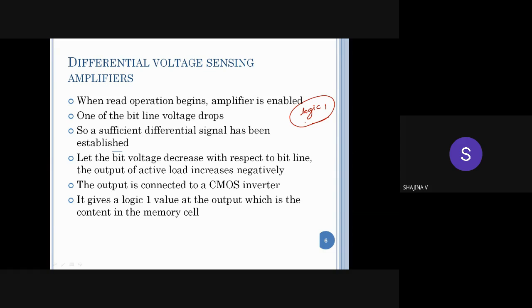As a result, current will flow and bit bar line voltage will decrease with respect to bit line. So now if you are assuming the content in the memory cell as logic 1, we can say as read operation starts, the bit bar line voltage decreases with respect to bit line.